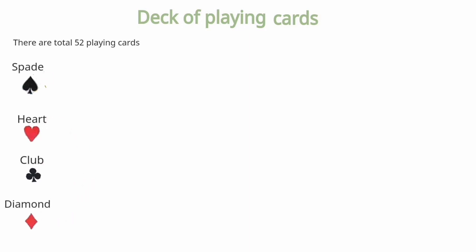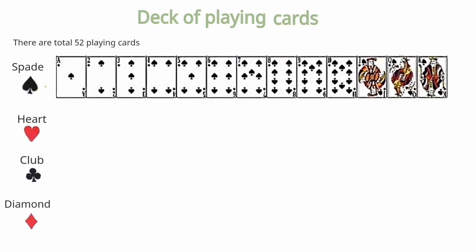In each category there are 13 cards, means A, 2, 3, 4, 5, 6, 7, 8, 9, 10, J, Q, K. Here 4 alphabets are there: A, J, Q, K. And of these, 3 cards, when you check, have faces printed. So these 3 cards are called face cards. And number cards means numbers are printed: 2, 3, 4, 5, 6, 7, 8, 9, 10. These are called number cards.